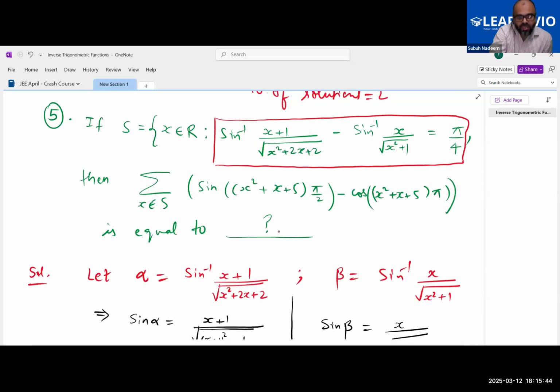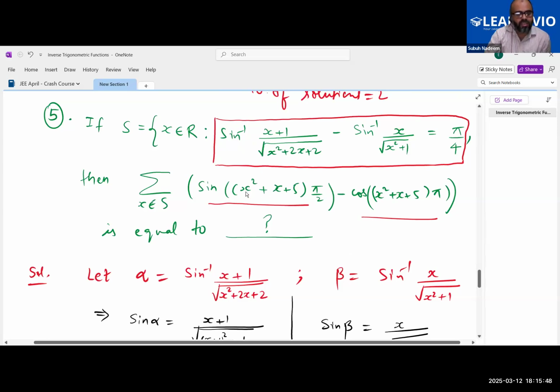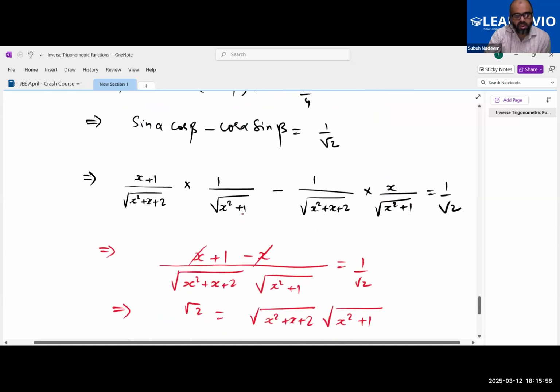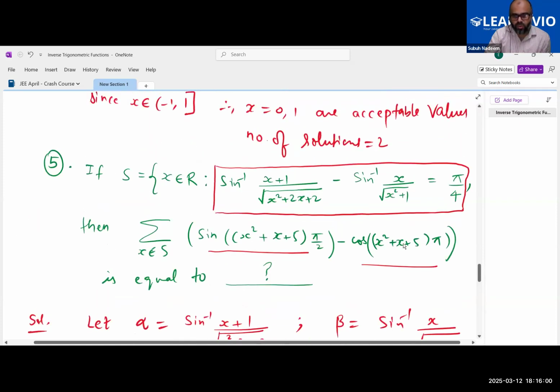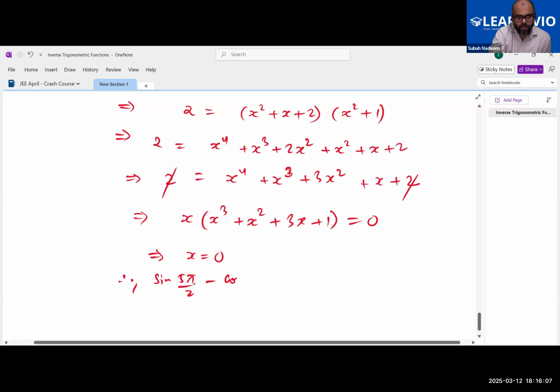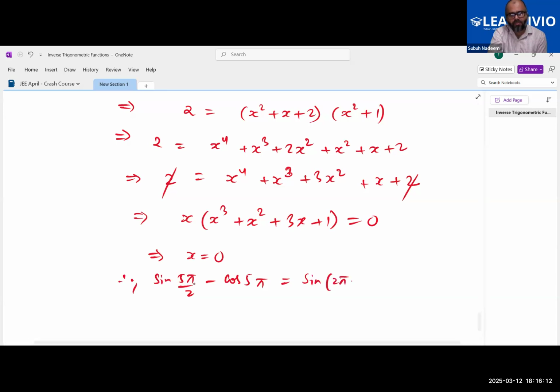So for that x is equal to 0, we have to calculate this. So it is sine of x0, so this is 0, this is 0, sine of 5 pi by 2. And then we have here also x square and x are 0. So cos of 5 pi minus cos of 5 pi. Sine 5 pi by 2 is actually sine of 2 pi plus pi by 2, right? And cos 5 pi is 4 pi plus pi.